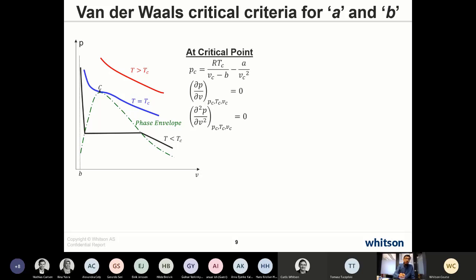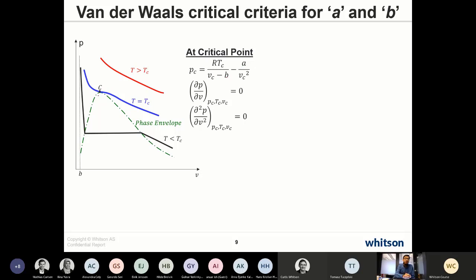What we know at the critical point is that we can write the van der Waals equation like this, right? This is just applying the equation at the critical point. So P is replaced by the critical pressure, temperature by the critical temperature, volume by the critical volume, and we have the same A and B.